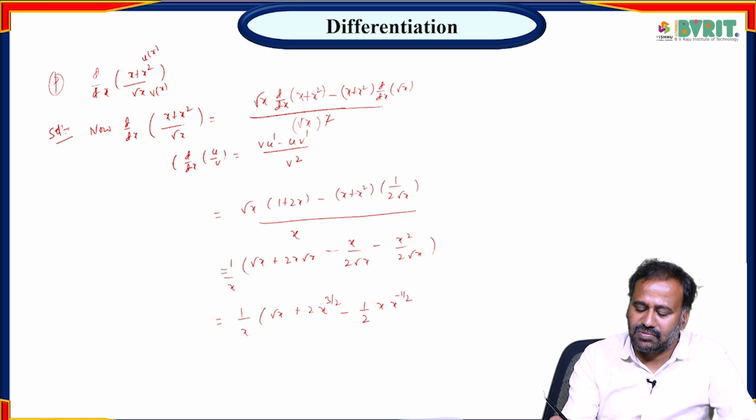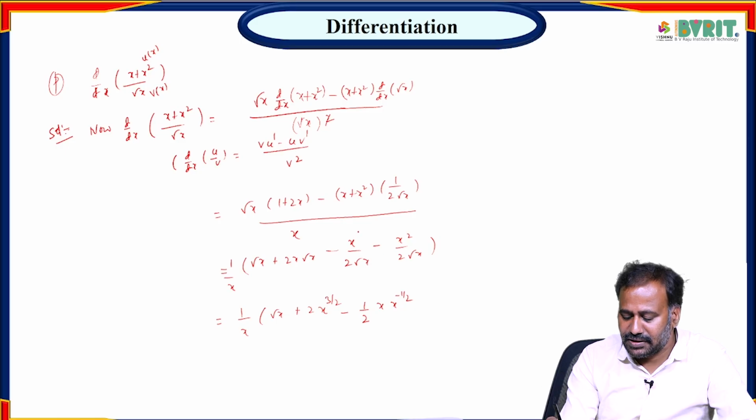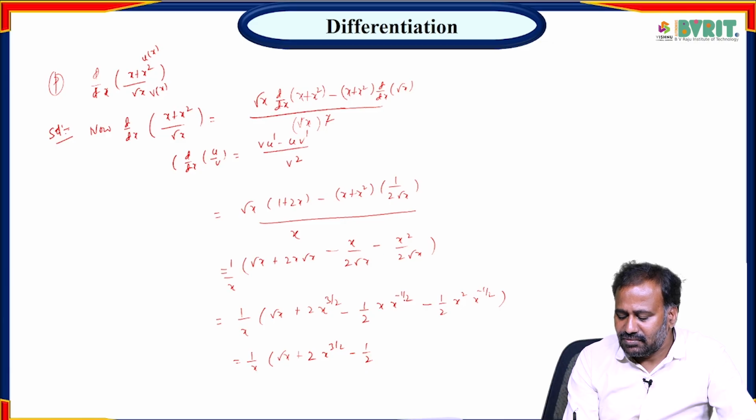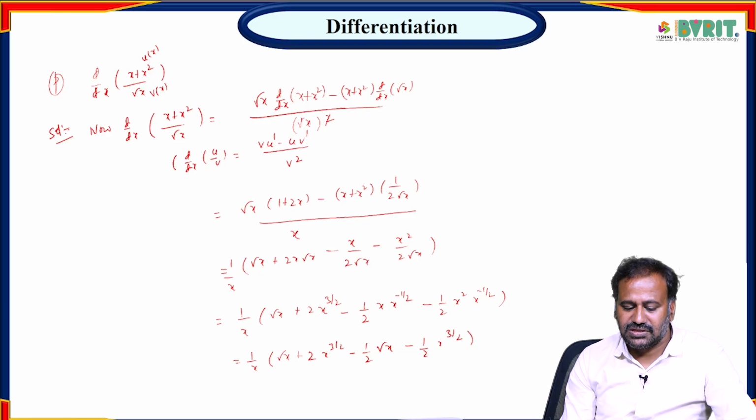And if you bring this x power 1 by 2 into the numerator, it becomes x power minus 1 by 2. Similarly, 1 by 2 into x square into x power minus 1 by 2. So root x plus 2 into x power 3 by 2 minus 1 by 2 into x power minus 1 by 2. Again, bases are equal, powers must be added. According to that, we will get x power 1 by 2, which is nothing but root x here, minus 1 by 2 into x power 2 minus 1 by 2. This is because bases are equal, powers must be added. So 4 minus 1 by 2 is 3 by 2. So this is the answer.